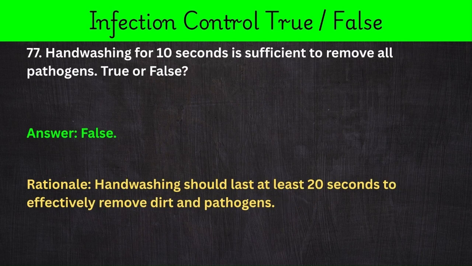77. Handwashing for 10 seconds is sufficient to remove all pathogens. True or false? Answer: false. Rationale: handwashing should last at least 20 seconds to effectively remove dirt and pathogens.